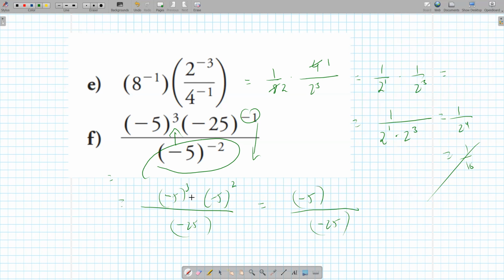We had a 3 here, and we're multiplying this by -5 to the 2. The question is, what's the new exponent? We just want one exponent. 5. 5, and you are done, you see? And that's the final answer.